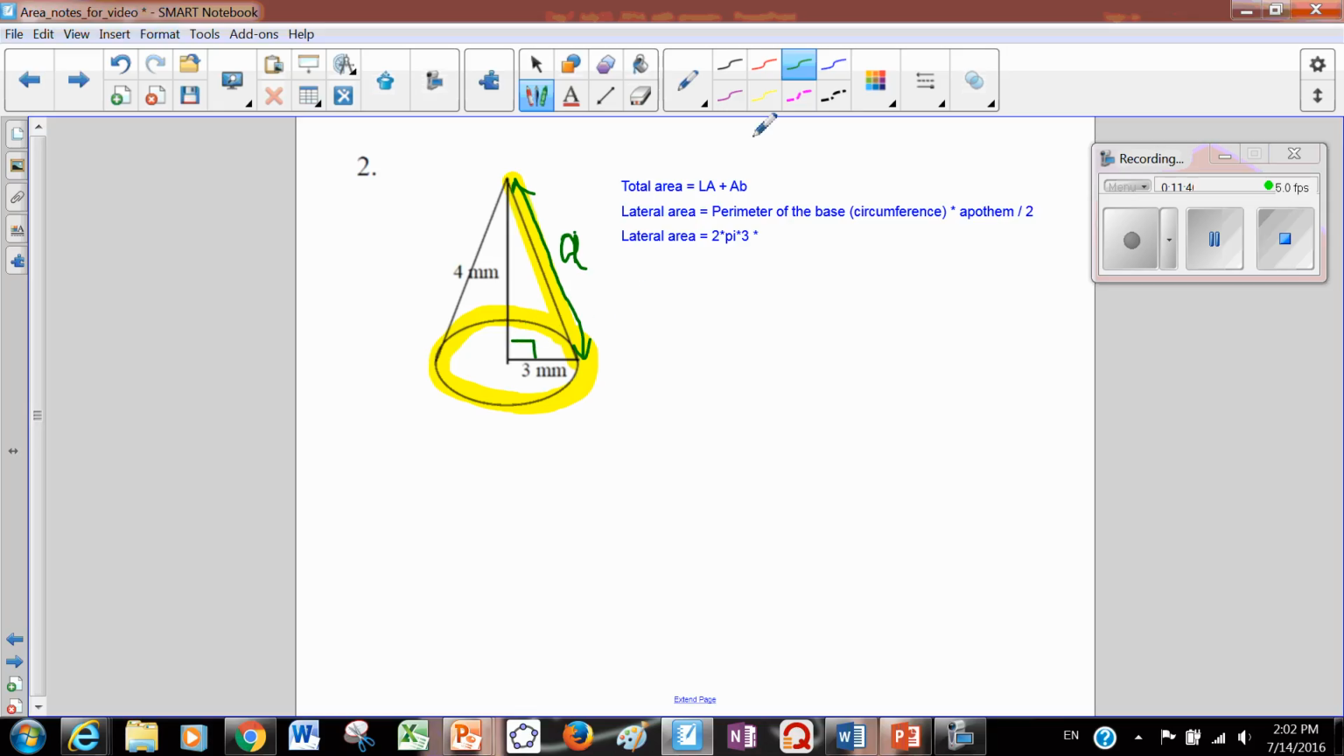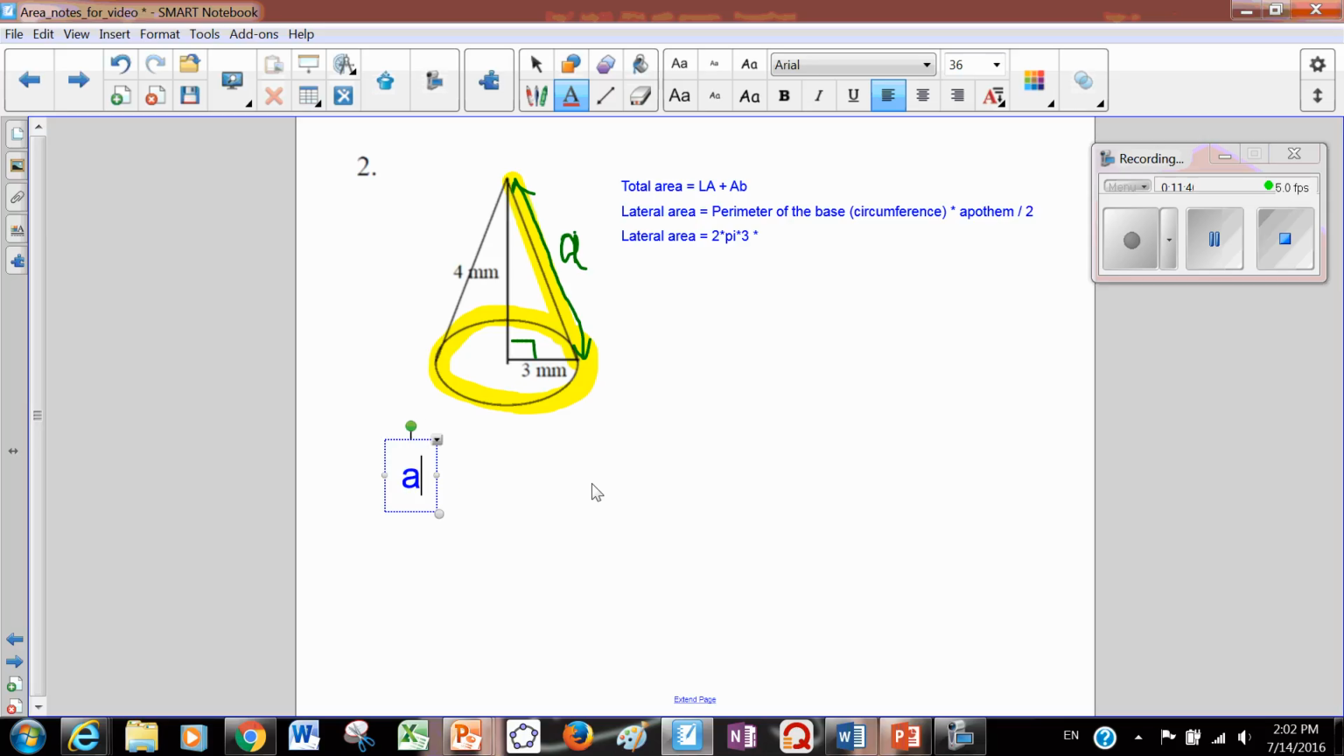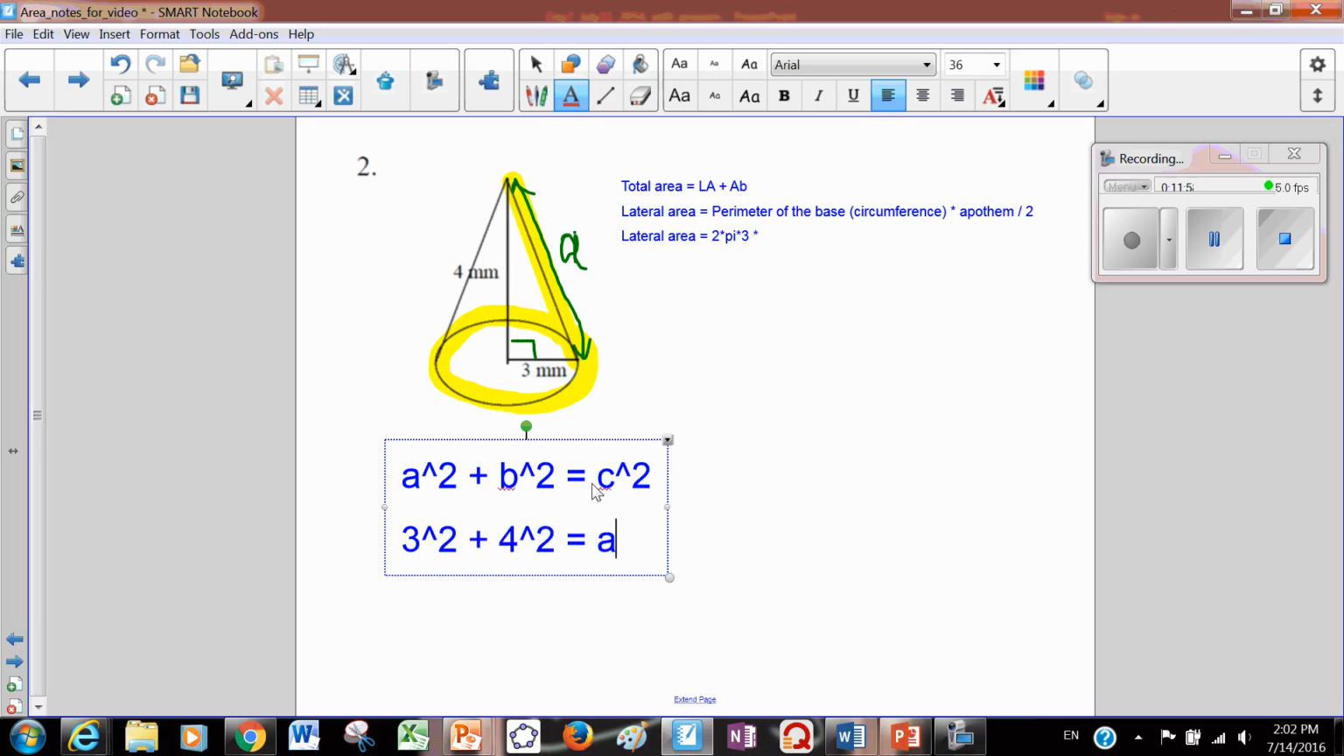This is a 90-degree angle triangle, so we can use the Pythagorean theorem. That's a squared plus b squared is equal to c squared. So we're going to use small side squared plus other small side squared equals our longest side squared. So that's 9 plus 16 is equal to a squared. That's 25 that equals a squared.